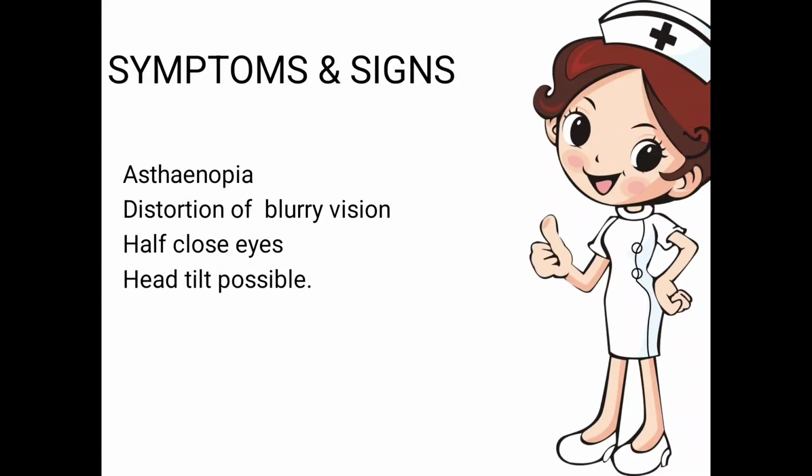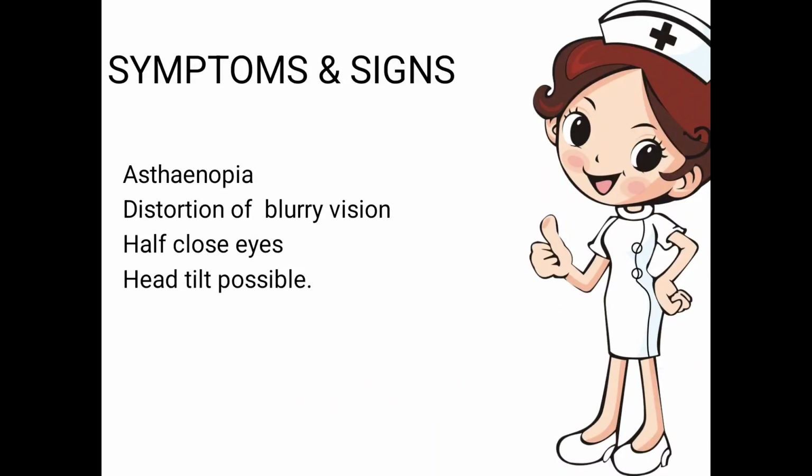Next one, what are the signs and symptoms of astigmatism? First one is asthenopia. The patient has tiredness, heaviness on the eyes, distortion or blurry vision. So the vision becomes distorted. Astigmatic patients can misread letters. For example, if there is a B, they will recognize it as a D. If it is a D, they will recognize it as an O. So there is blurry or distorted vision.